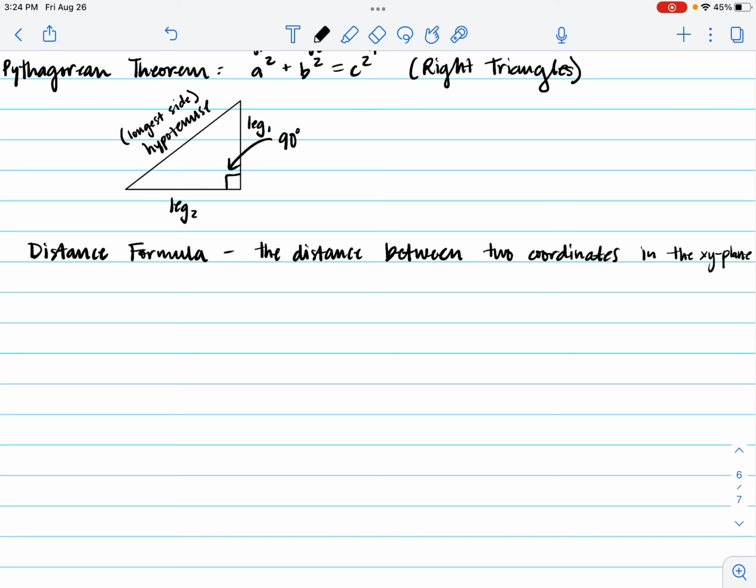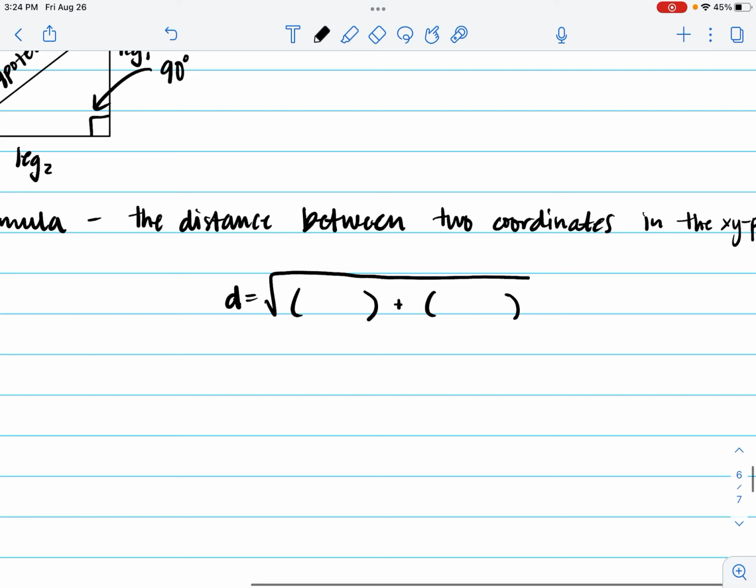So just like I mentioned and diagrammed earlier, in the xy plane you're working with left, right, up, and down. And here's your formula. D is equal to a very long formula: a big square root symbol, and we're going to put 2 groups. In between those 2 groups, we're going to put a plus sign. And on the outsides of both groups, we're going to put a squared.